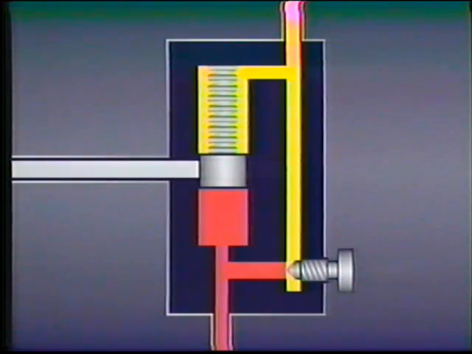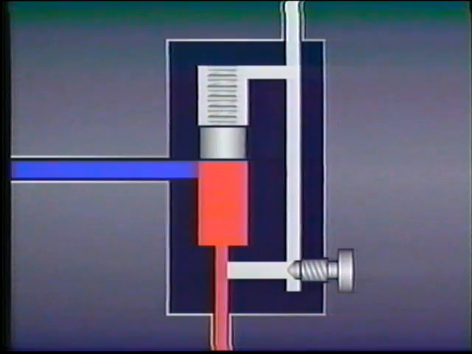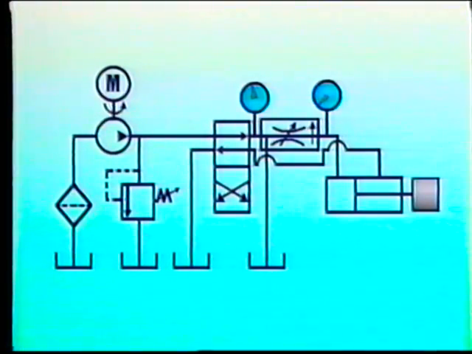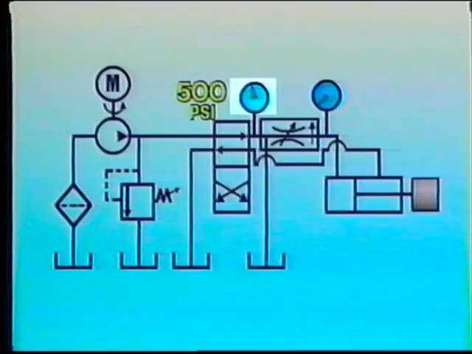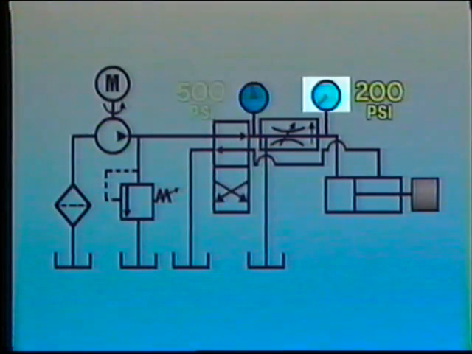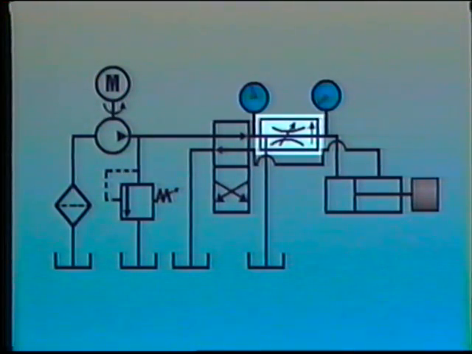When that happens, the spool moves and fluid bypasses the orifice, dumping directly to tank. Let's look at a circuit to see how this type of flow control valve works. In this system, the relief valve is set to open at 500 psi. The workload pressure is 200 psi, and the spring biasing the compensator spool has a tension pressure of 100 psi.